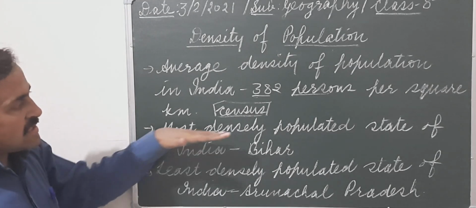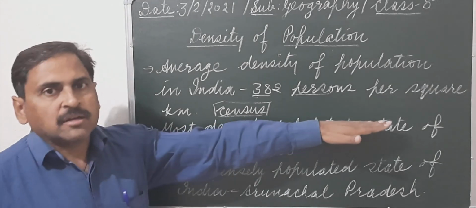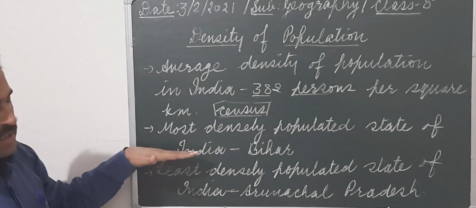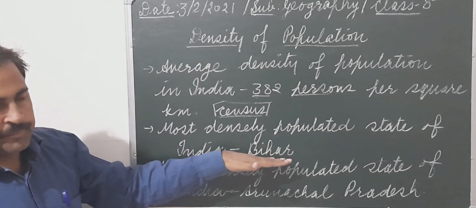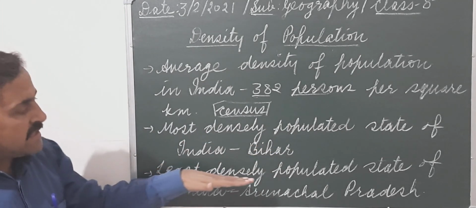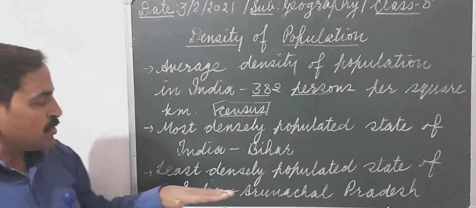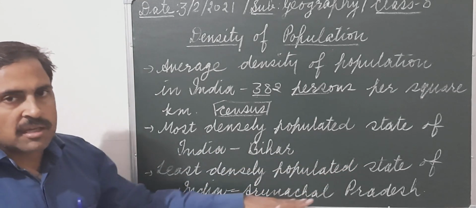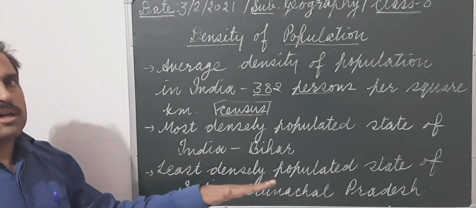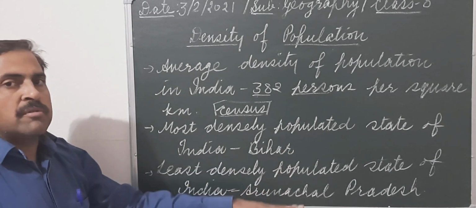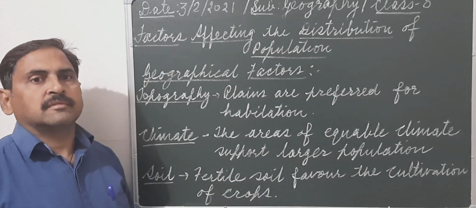The most densely populated state of India is Bihar. And the least densely populated state of India is Arunachal Pradesh. Arunachal Pradesh is a mountainous state.